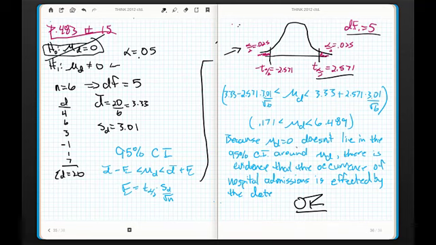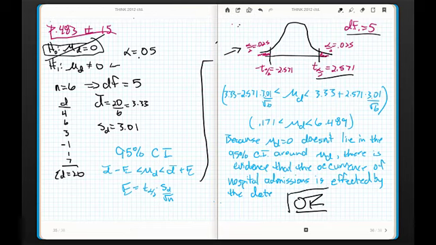We reject it. And then our quick little write-up is, since the mean of the differences, which equals 0, which was the null hypothesis, doesn't lie in the 95% confidence interval around the mean of the differences, there's evidence that the occurrence of hospital admissions is affected by the date, or by Friday the 13th. We'll get better at writing these up.